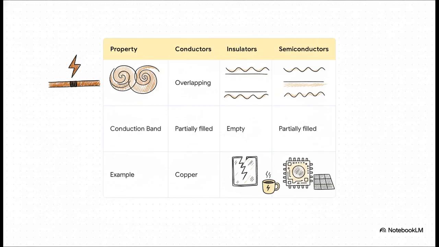Insulators, a huge gap. And semiconductors, a small, manageable gap. It all comes back to that one simple property. How easy is it for an electron to get to that conduction highway? This single idea perfectly explains the behavior of everyday stuff like copper, glass, and silicon.